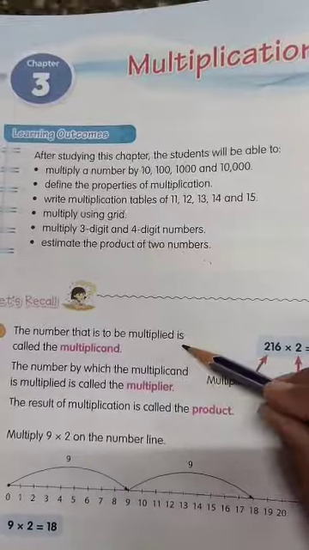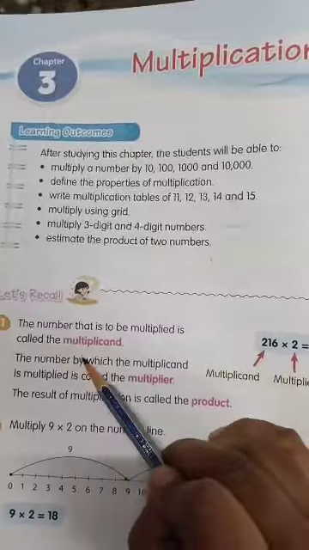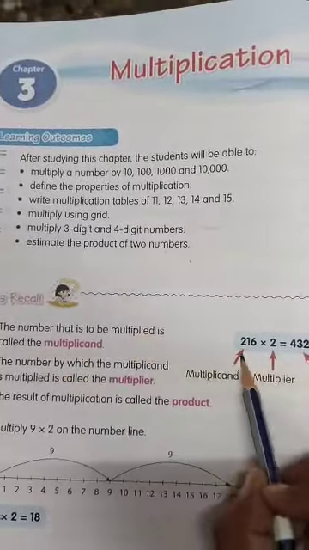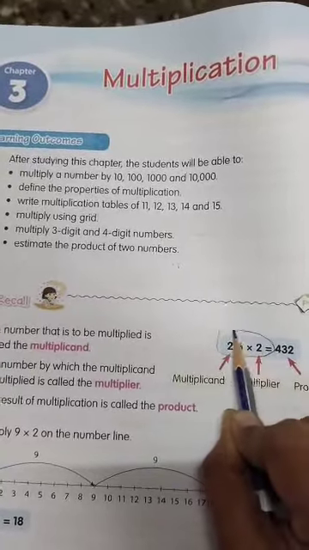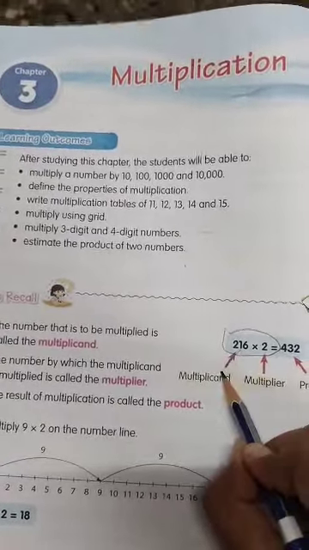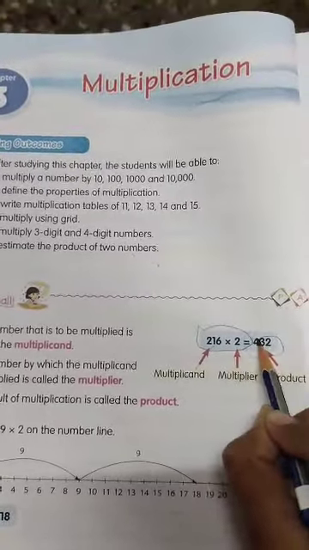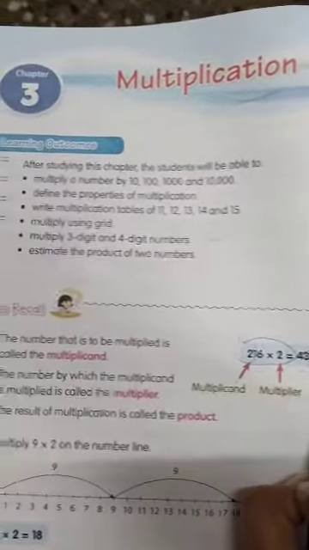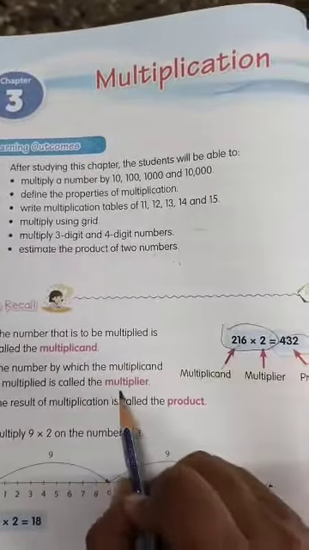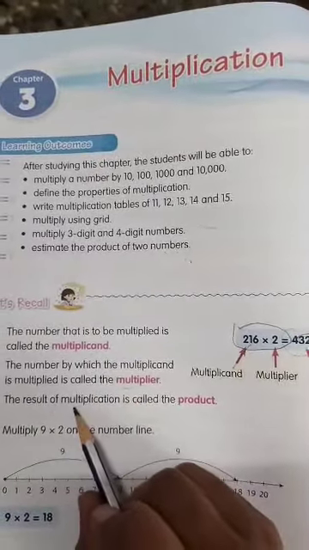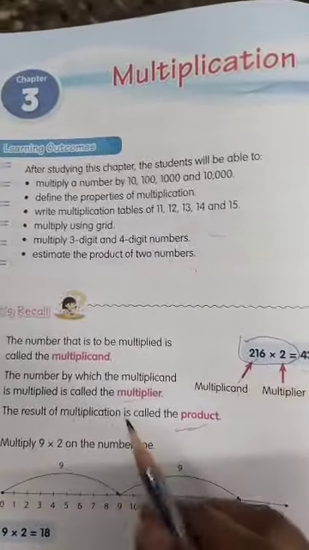What is multiplicand? The number that is to be multiplied is called the multiplicand. Means what? See, two numbers we are multiplying. Okay, if we multiply two numbers, this first number will be the multiplicand and the second number is the multiplier, and the answer we get is called the product. The number by which the multiplicand is multiplied is called the multiplier. The result, meaning the answer which we get after the multiplication, is called the product.